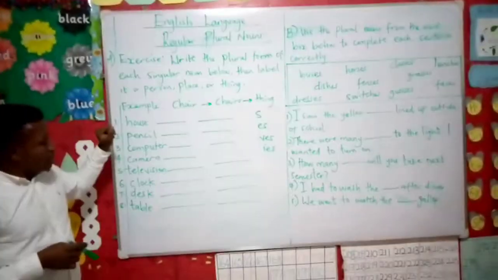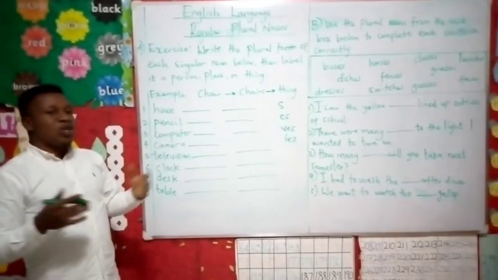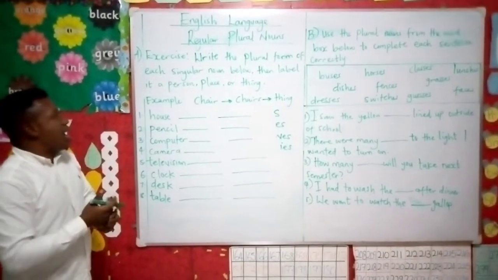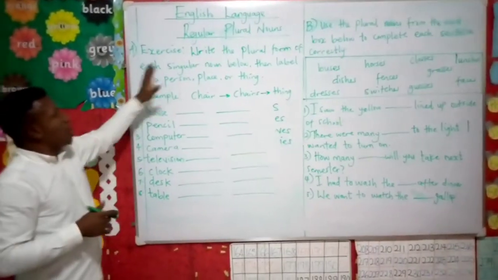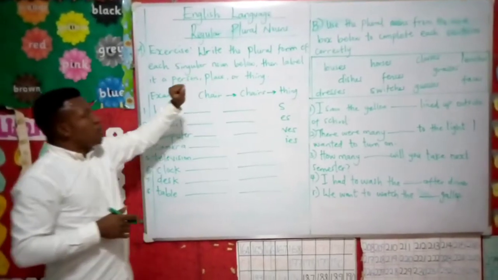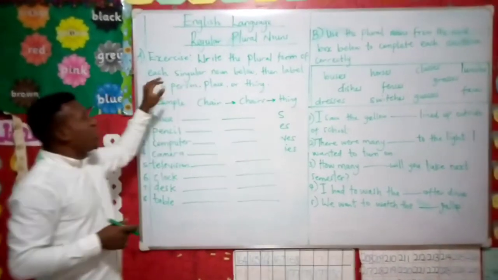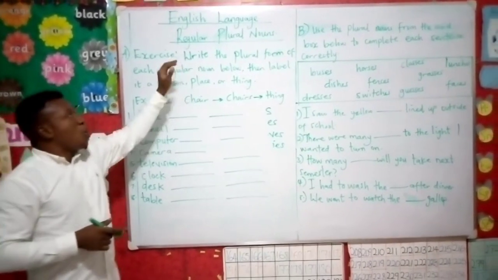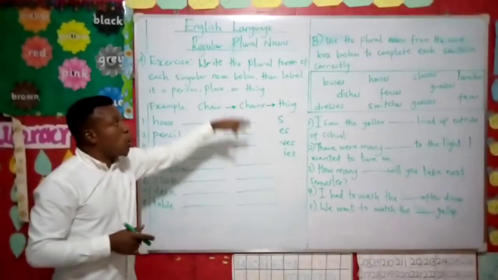Alright, looking at the board we have different exercises. I want us to do this together. So you're going to go through the section with me and pay attention, so you listen carefully. Now we are asked to do something here. What are we asked to do? Write the plural form of each singular noun below.